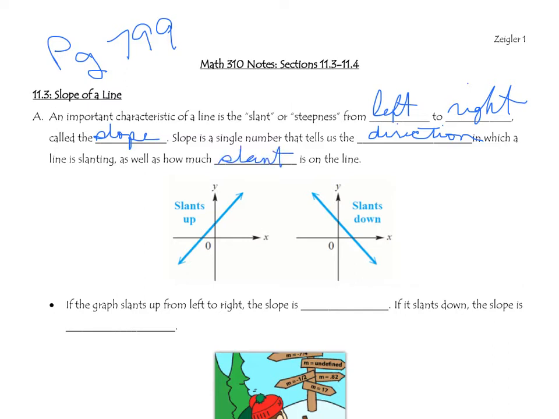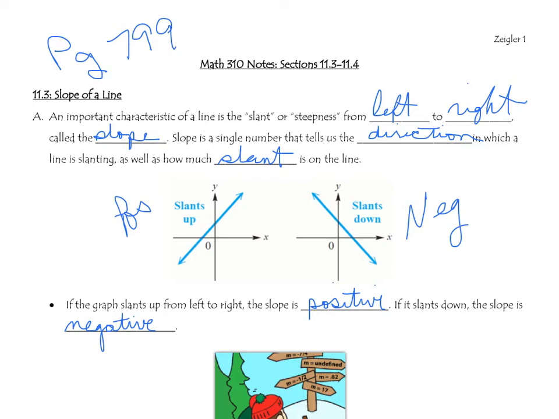So the direction is going to be either positive or negative, and we look at it from left to right. So if the line slants up or runs uphill as we look at it from left to right, that's going to be a positive slope. And if it slants down or runs downhill, it's going to be a negative slope. So now that you know that, the larger your slope is, the steeper your line will be. So if you have almost no slope, it's like a roof with almost no pitch to it.